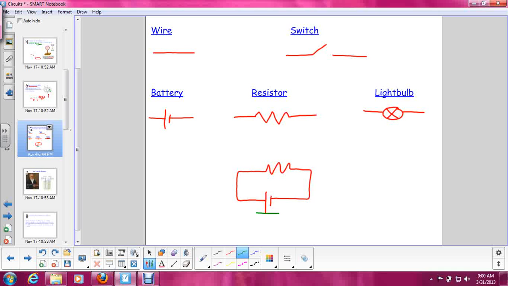You have three elements: battery, resistor, and wire. This is a very, very simple picture to draw as long as you know the symbols, and they will become more complicated. But for now, that's how you use these kinds of symbols.